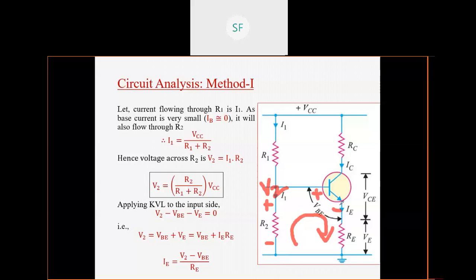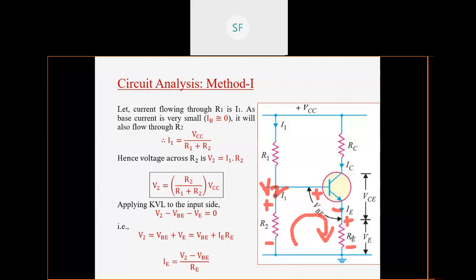Why? Because we know that this is an NPN transistor. This is your N and this is P. So that's why P is positive and the other is negative. Then again one more resistor is there. Since there is a resistor, the voltage will drop across it. Again, current will always flow from positive to negative. Current is going in this direction, downward. So that's why this end becomes positive and this one becomes negative.